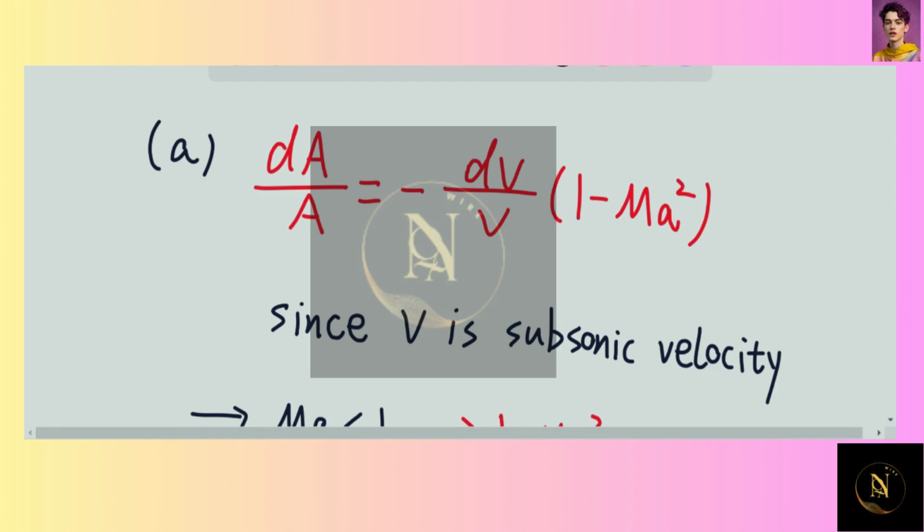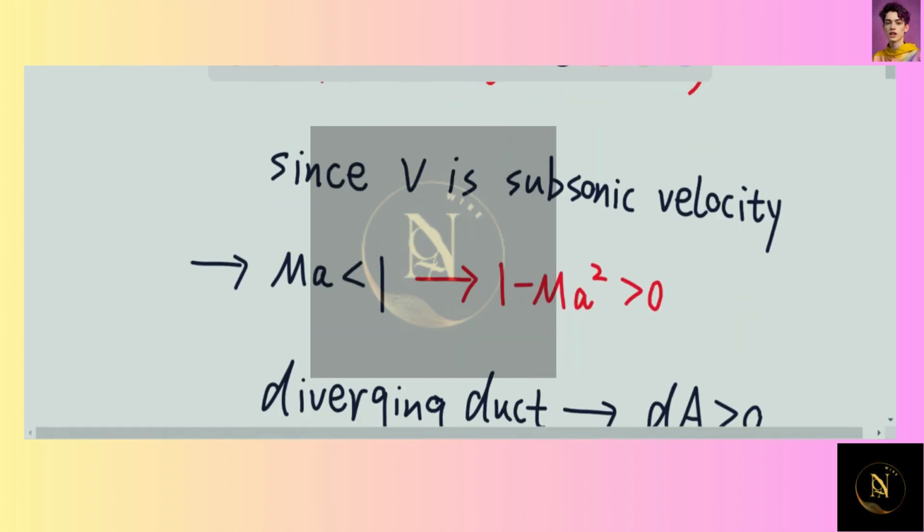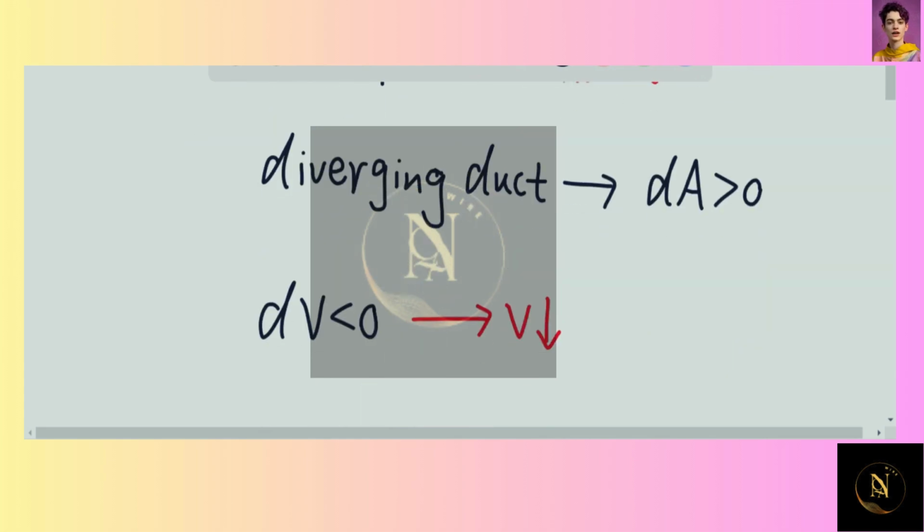We know 1 minus Ma squared is positive. That means negative dV over V must be positive as well. So in order to make the term with a negative sign become positive, dV must be negative, since we know the velocity is not negative. Okay, so therefore dV is less than 0, which means that it's negative. So it indicates that the velocity is decreasing.